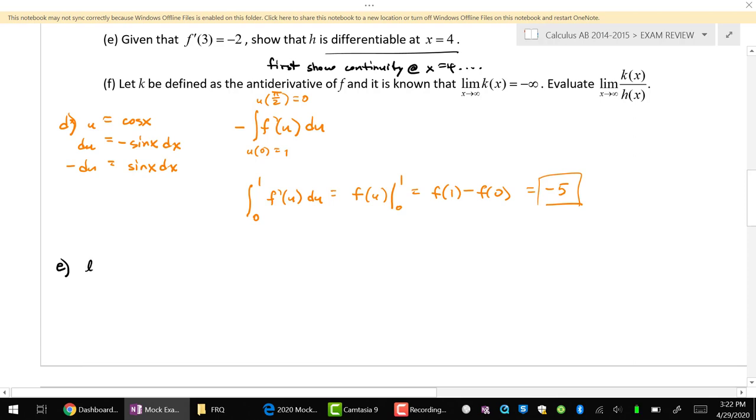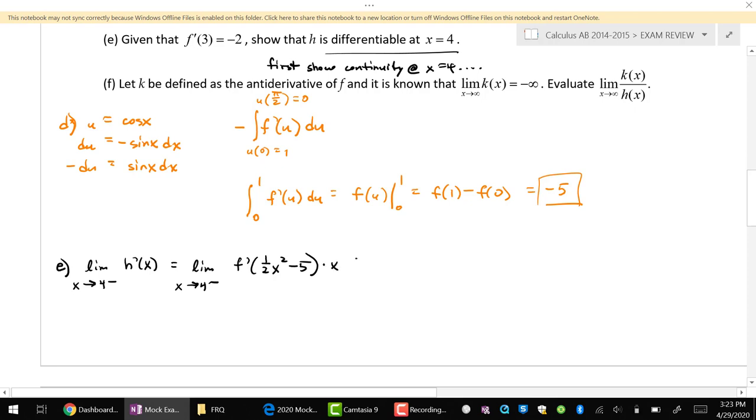So here's what I'd write down. The limit as x approaches 4 from the left of h prime. Let's find out what that equals. In this case, that'll be the limit as x approaches 4 from the left of f prime of 1/2 x squared minus 5. Chain rule times the derivative of the inside, which is that.